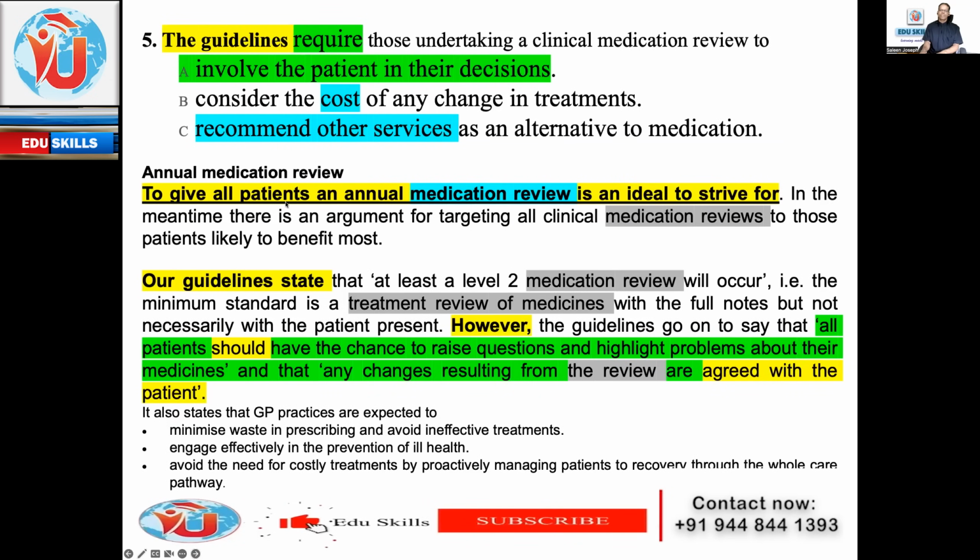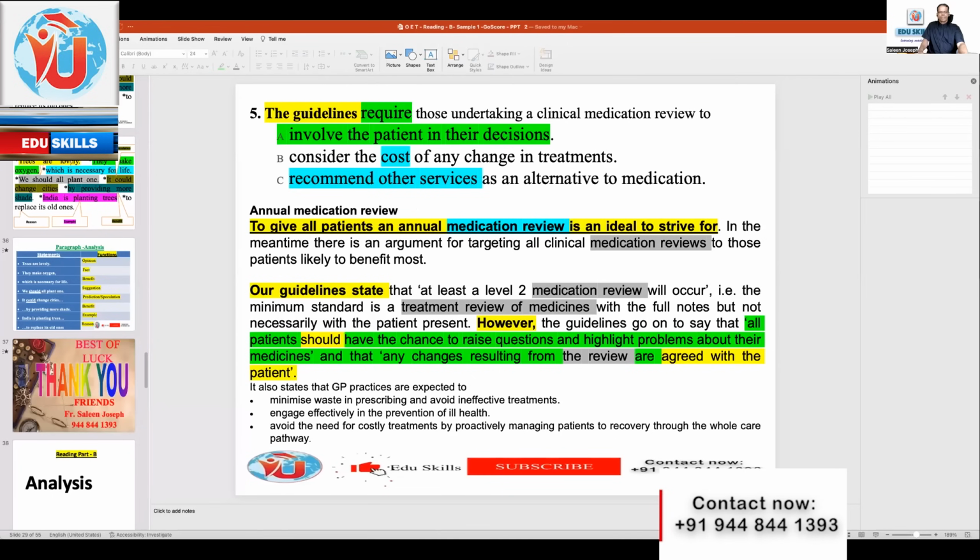Leading the topic sentence, you know it is about medication review, but now they are asking what is required of you. The minimum standard is to review medicines with the full set of notes, but not necessarily with the patient. However, the contrast is given, then you have the answer. I have made this small font. Actually, this is a big paragraph; it looks big because these are all in the same size. This portion, which also states that GP practices and so on, is unnecessary. Immediately you can stop reading once you find the answer. And that is the answer. There is no other confusion at all. So that's how you apply the strategies.